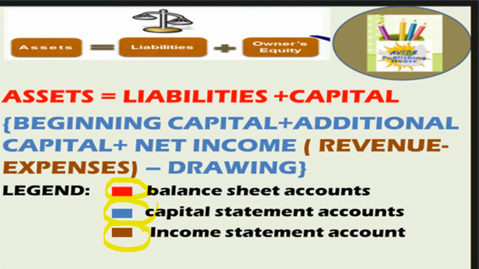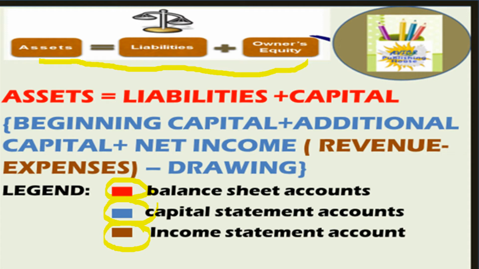Therefore, for the balance sheet, the formula is assets is equal to liabilities plus capital. The capital statement is equal to beginning capital plus additional capital plus net income or minus net loss, minus drawing. So the income statement account consists of revenue minus expenses. So from the basic equation itself, you will find almost all the financial statements.